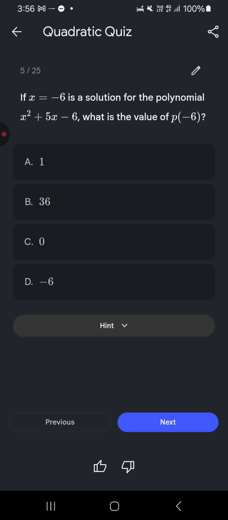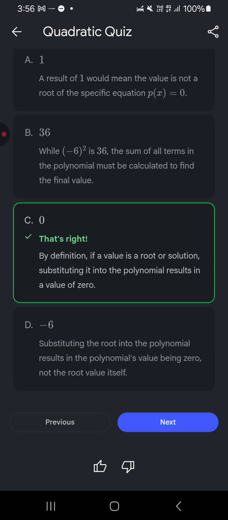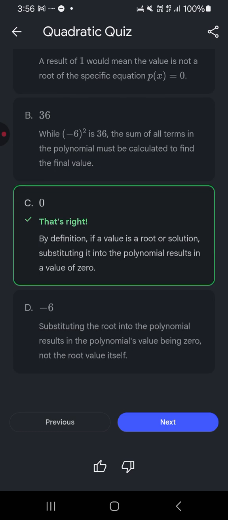If x is equal to minus 6 is a solution for the polynomial x square plus 5x minus 6, what is the value of p minus 6? The correct option is C. If a value is a root or solution, substituting it into the polynomial results in a value of 0.